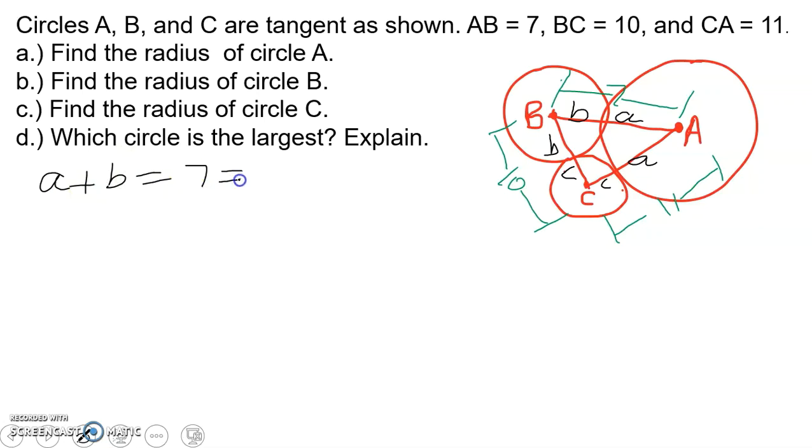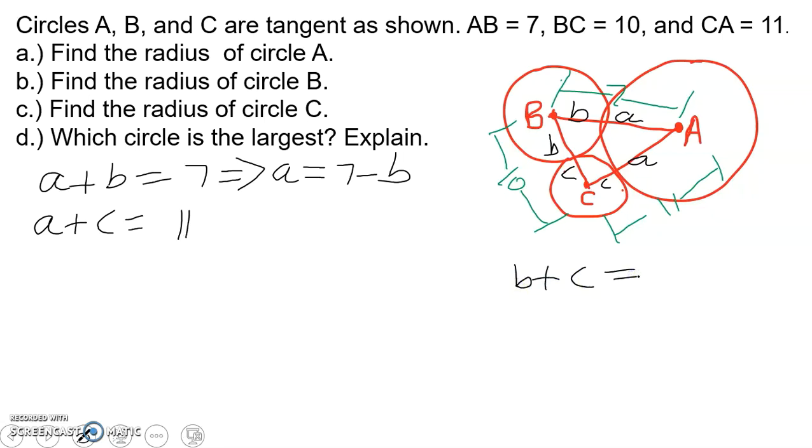Which implies, if we subtract b from both sides, a is going to equal what? 7 minus b. Does that make sense? Okay. And then we write the other equation. We know that a plus c is what? A plus c is 11. And we also know, I'll write that here, that b plus c is 10. So these are all true statements, right?